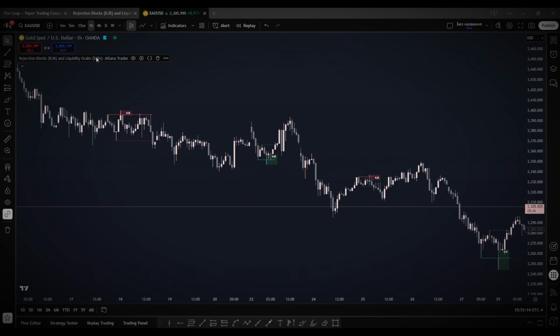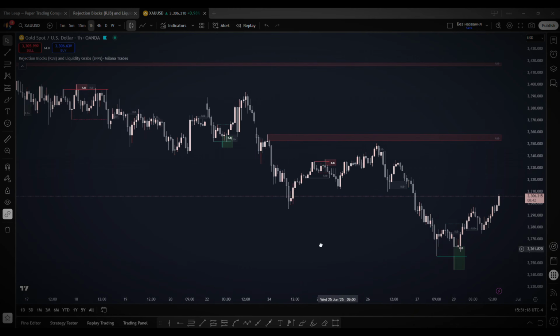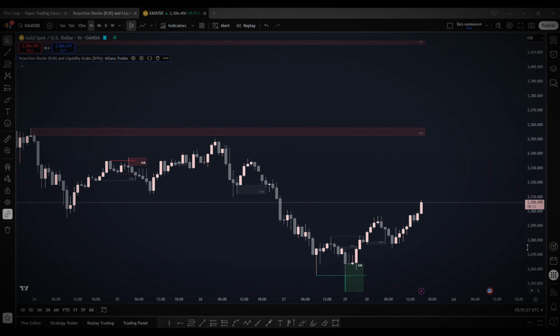And the best part, I built a custom indicator that finds these zones automatically, and I'm going to show you exactly how to use it. Grab your chart, let's dive in.